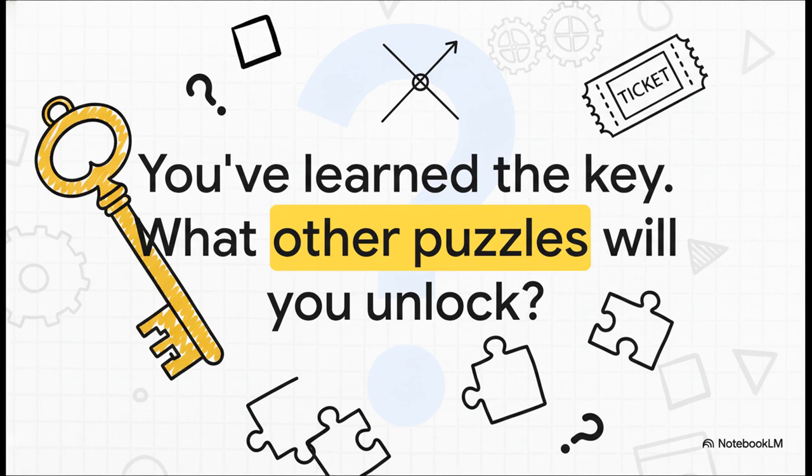So now you've got this key, this method. It's a powerful tool for solving all kinds of problems. It can find where two lines cross, it can figure out ticket prices, and honestly, it can be used in so many other situations. So the real question is, now that you know how to use the key, what other puzzles are you going to unlock?